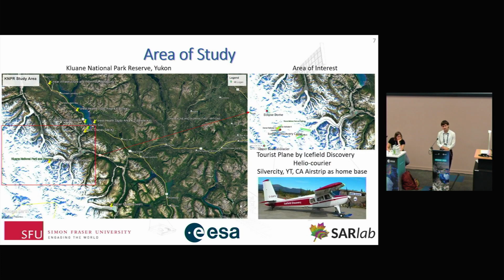Some more detail on the area of study. So we fly out of an airstrip on the side of Kluane Lake, which is in the top left of the map here. And we fly into the ice fields and gather data at several different elevations on the glacier, because that's one of the parameters that we want to investigate in terms of penetration and its connection to elevation. Bottom right is the aircraft that we use.